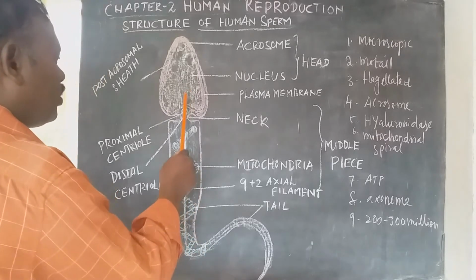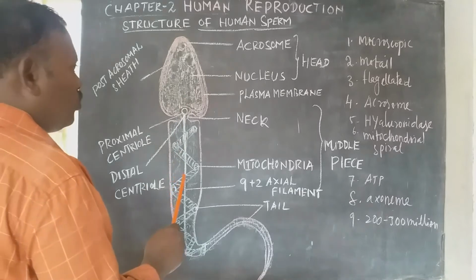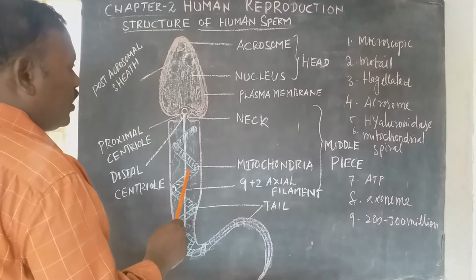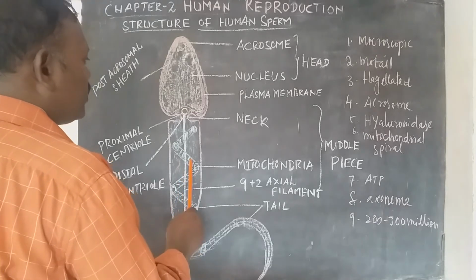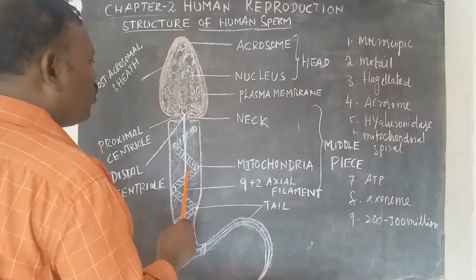This is a human sperm. The sperm is called motile. What is motile? It means it has movement. It moves from one place to another place. The sperm is a motile organism.